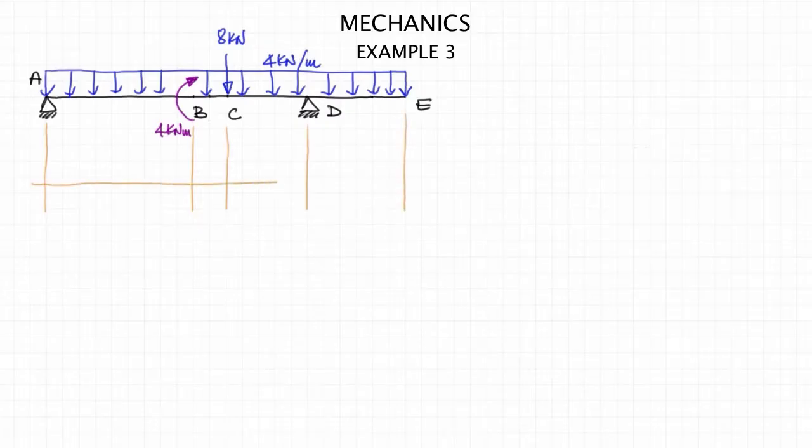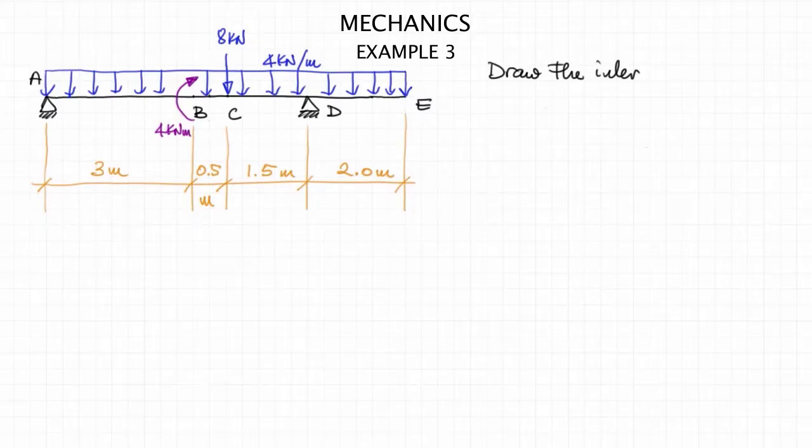Some dimensions: 3 meters from A to B, 0.5 meters from B to C, 1.5 meters from C to D, and 2 meters from D to E. So what we have to do is to draw the internal force diagrams for this beam.